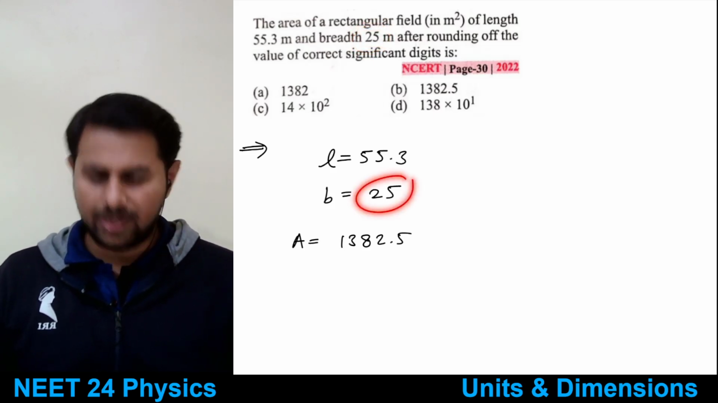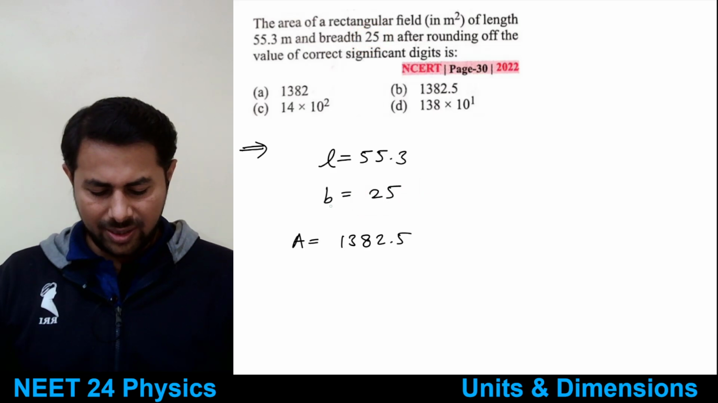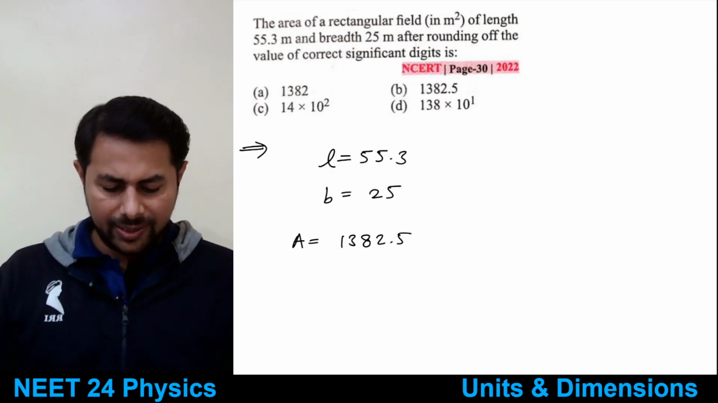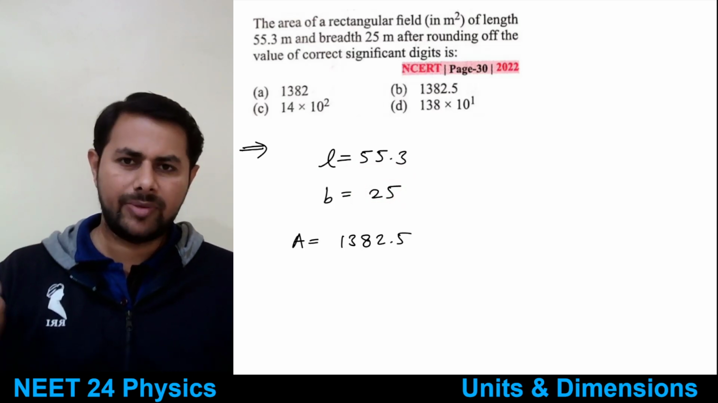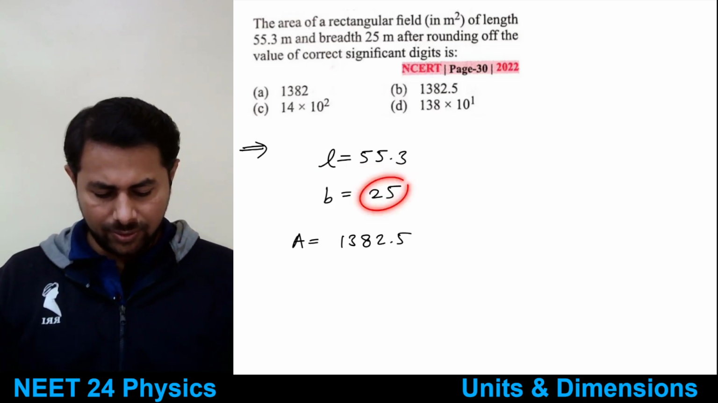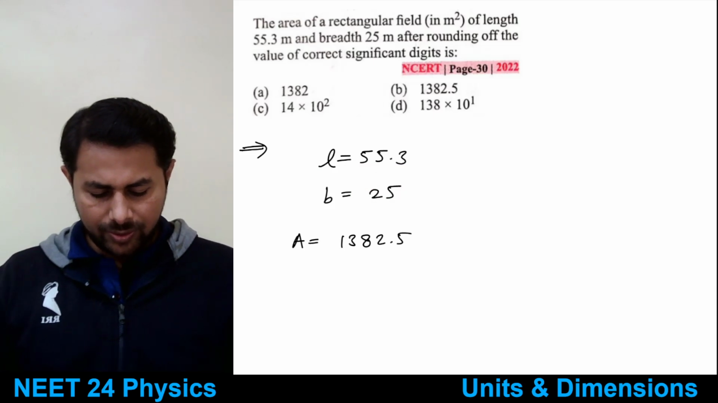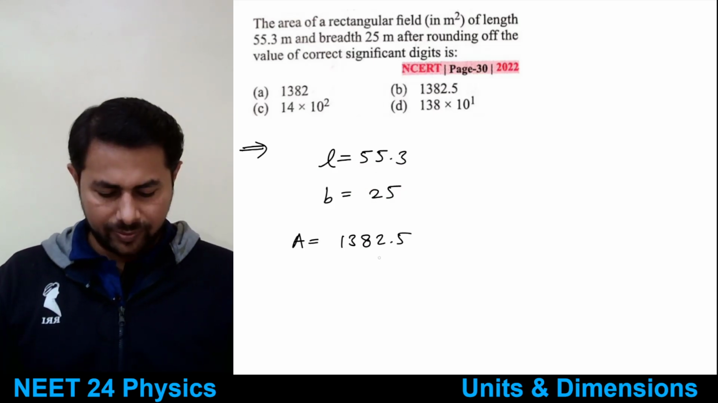How many significant digits are there? In length there are 3. In breadth there are 2. But we want the least number of significant digits. So that is 2. So you need to round it off to 2 digits only. So what will you do?